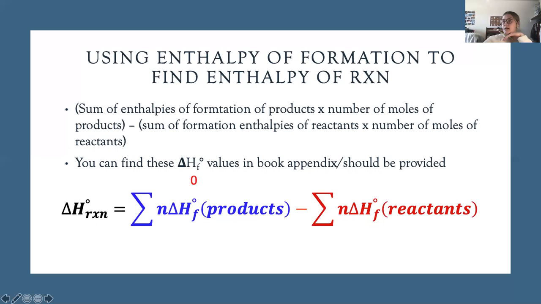And you can find these delta H values, as I was saying, in the book appendix, and they should be provided for you. Another note I want to say is that if you're trying to calculate the delta H of formation of an elemental species, it's always going to be 0. So it's not going to be listed in the textbook. You just need to know that when it's an elemental species, it is going to be 0.